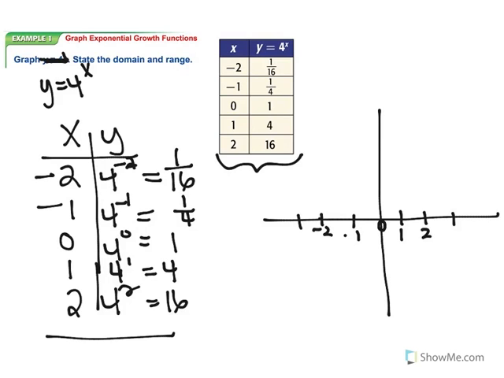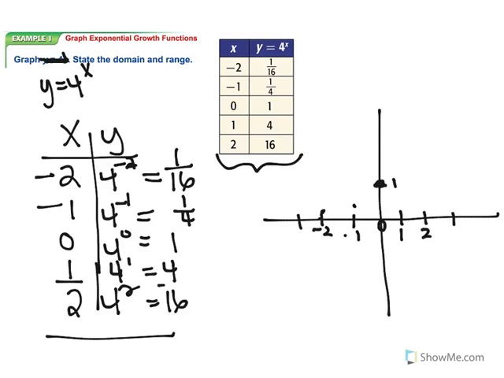So we're going to go to negative 2, and it's 1/16. So this is barely going to be above that line. Let's say that that's 1. Then we go to our negative 1, and that's going to be 1/4. So it's going to be a little bit closer up. At 0, we have 1. So we're going to put a point right here at 1.